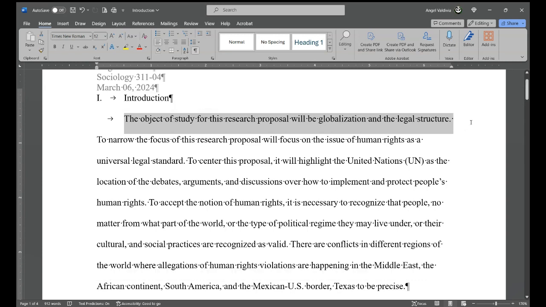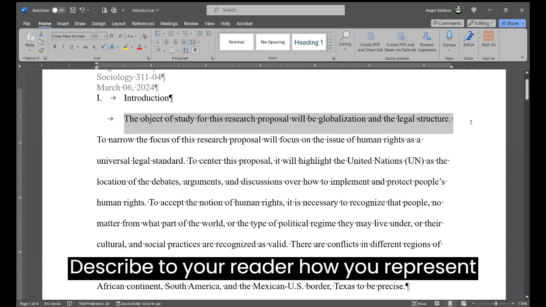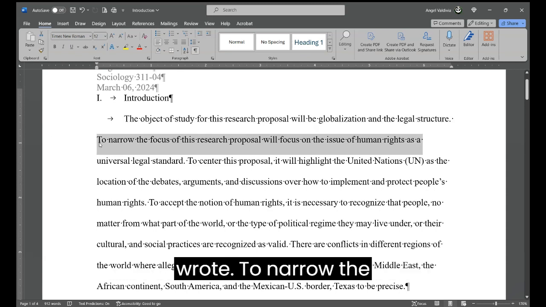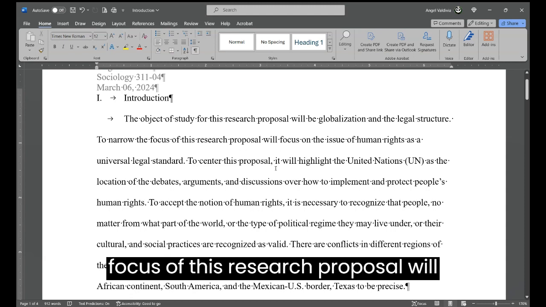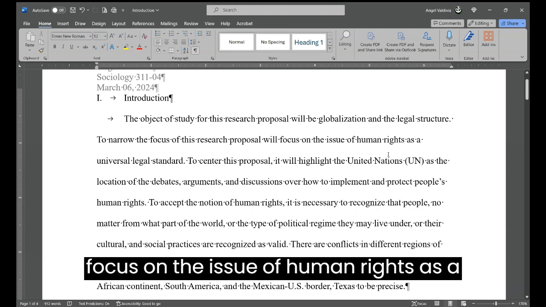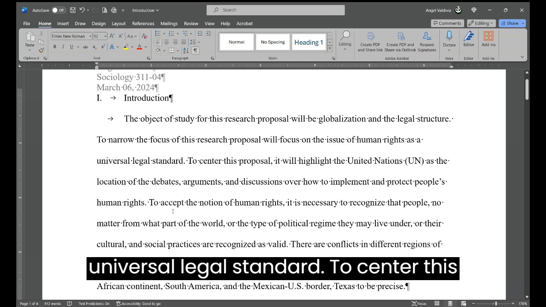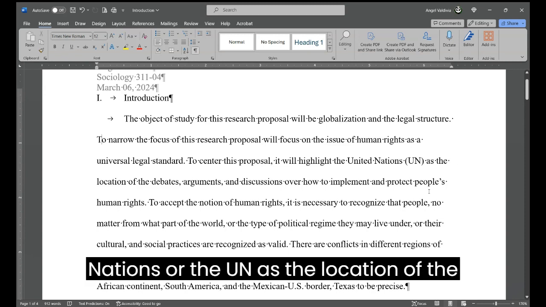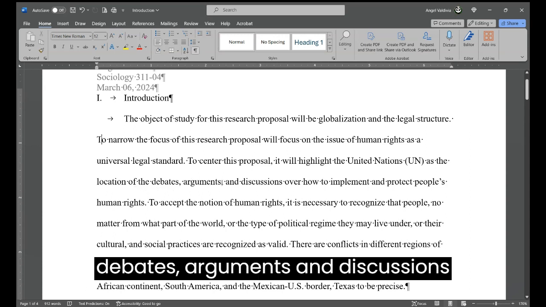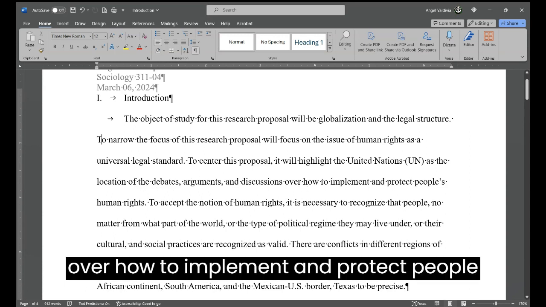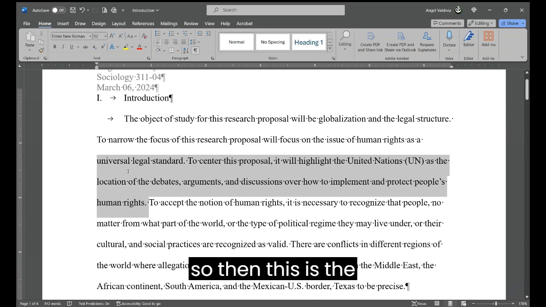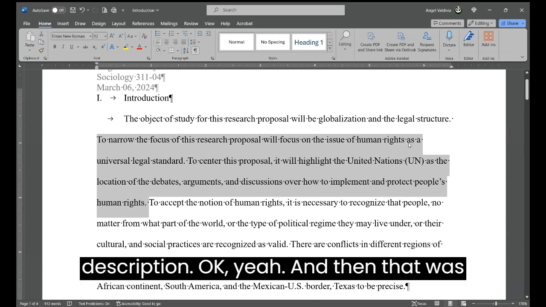Now this is point B. Describe to your reader how you represent your object of study. So this is what I wrote: to narrow the focus of this research proposal, it will focus on the issue of human rights as a universal legal standard. To center this proposal, it will highlight the United Nations, or the UN, as the location of the debates, arguments, and discussions over how to implement and protect people's human rights. Okay, so that is the description.